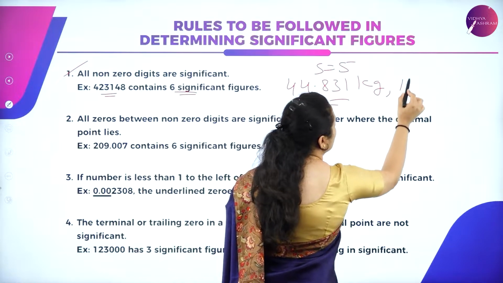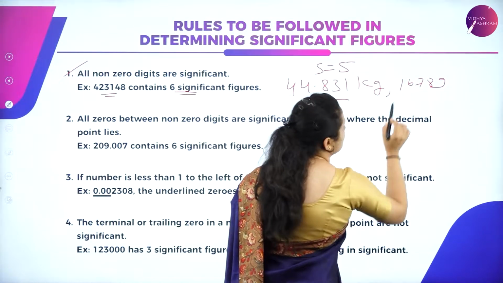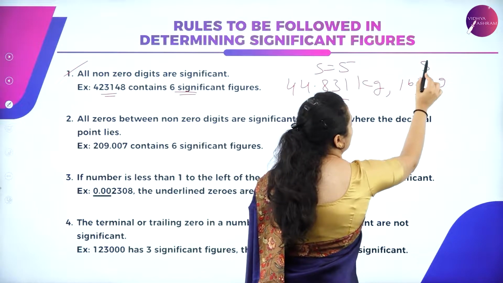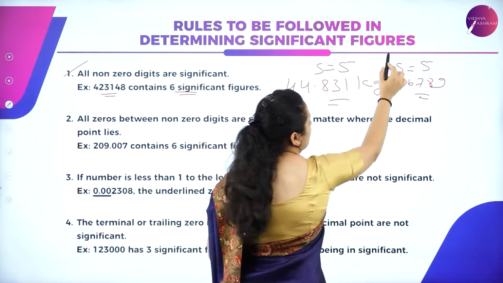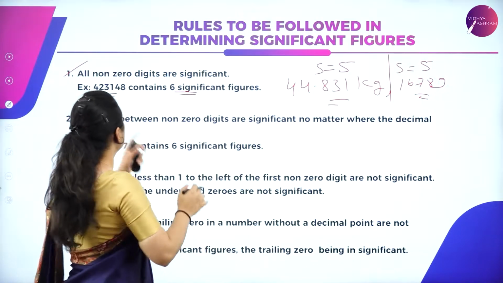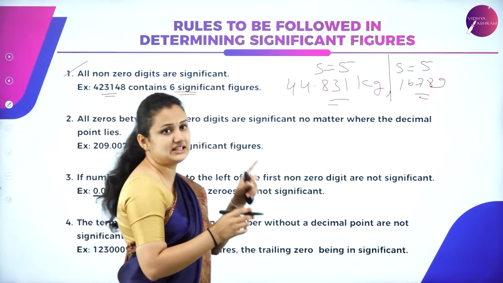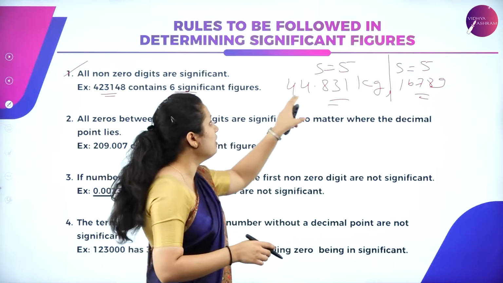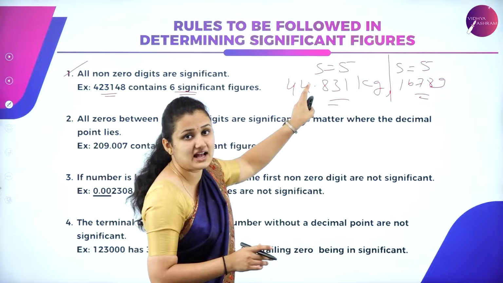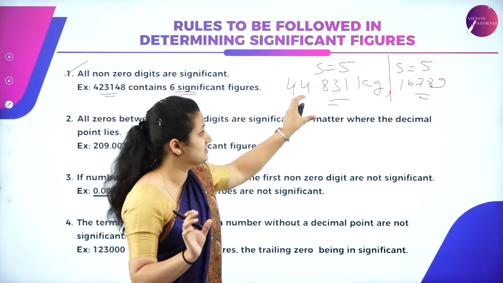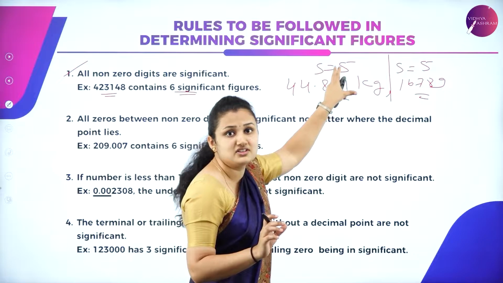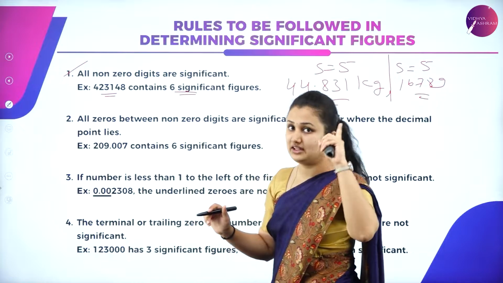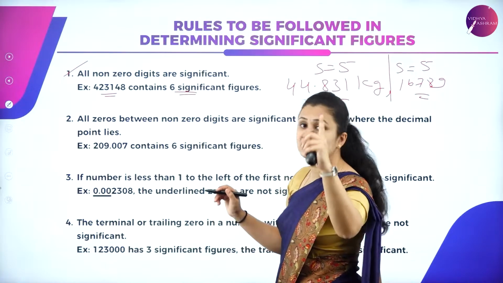Similarly, you have 1, 6, 7, 8, 9. How many significant digits do you have here? 1, 2, 3, 4, 5. So you have 5 significant figures. All non-zero digits are significant. You have 5 significant figures in 44.831 kg. All these are non-zero digits which have a definite value in the number system, and if you count, you have 5 significant figures. That is rule 1. Keep in mind, all non-zero digits are significant.